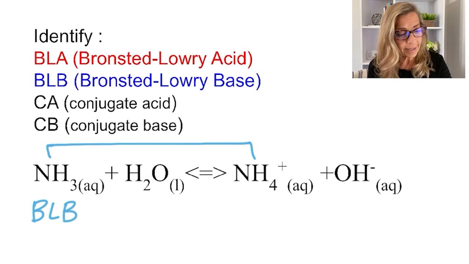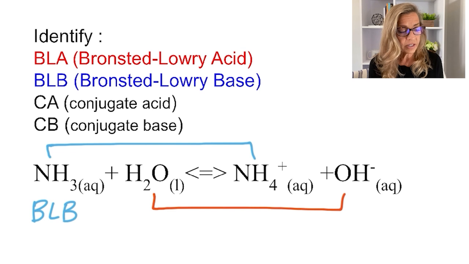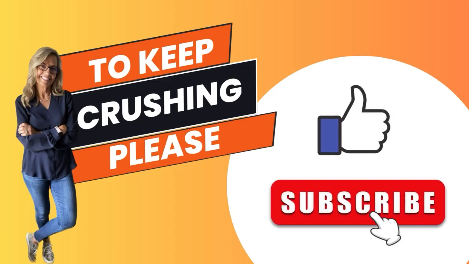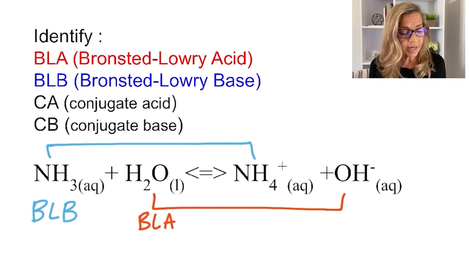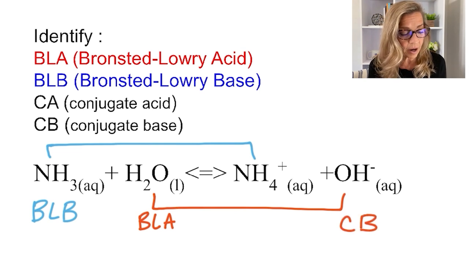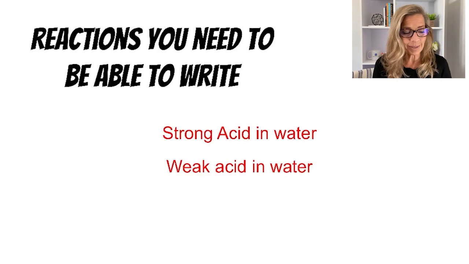Now, the acid here is water, because water starts off H2O, ends up with a hydroxide, so it donated an H+. So this is the Bronsted-Lowry acid. Now, what it becomes when it gives up its H+ is what we call a conjugate base. And then a conjugate acid is the base once it gains the H+. So these are acid-base pairs.